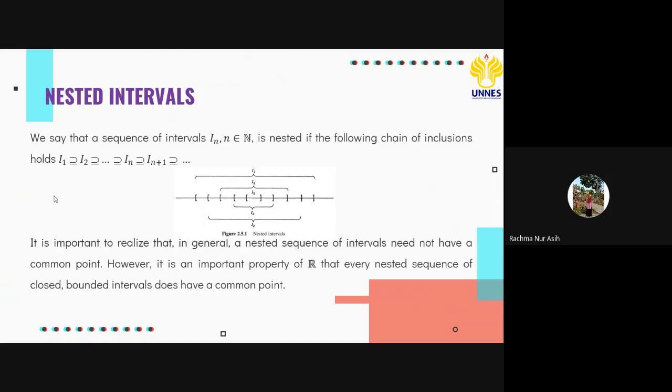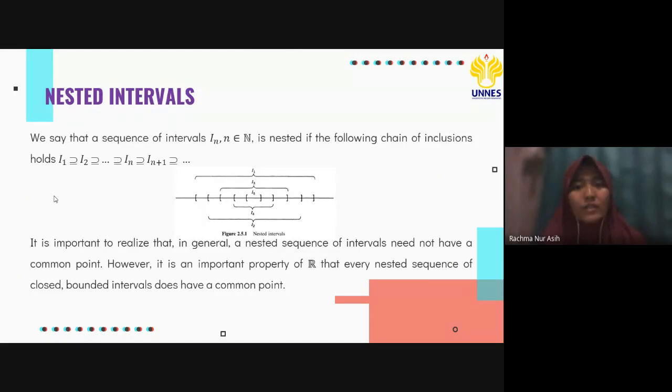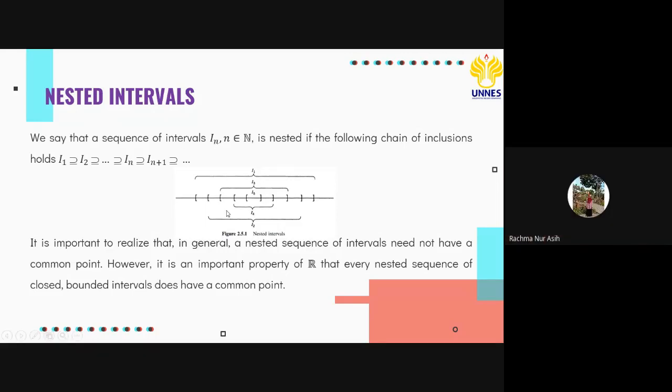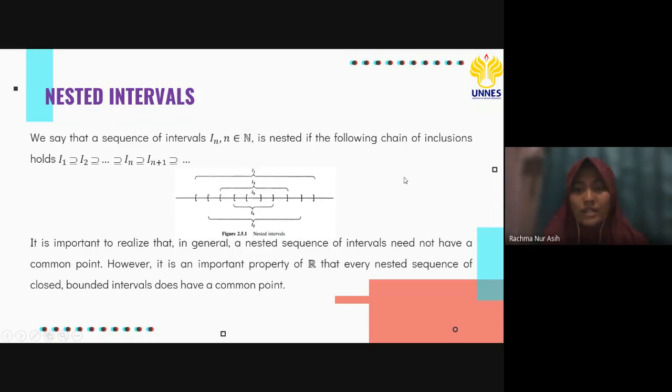A sequence of intervals is nested if the following chain of inclusions holds: I1 superset I2 superset ... superset In superset I(n+1). This is the figure of nested intervals. It is important to realize that, in general, a nested sequence of intervals need not have a common point. However, it is an important property of real numbers that every nested sequence of closed bounded intervals does have a common point.